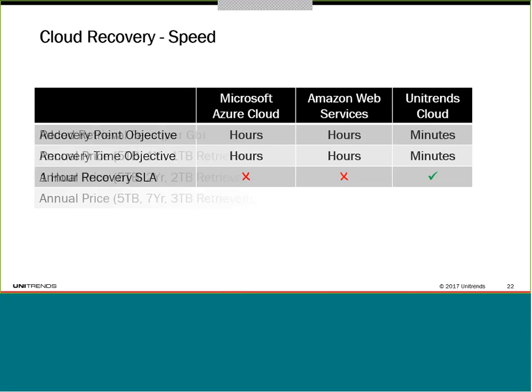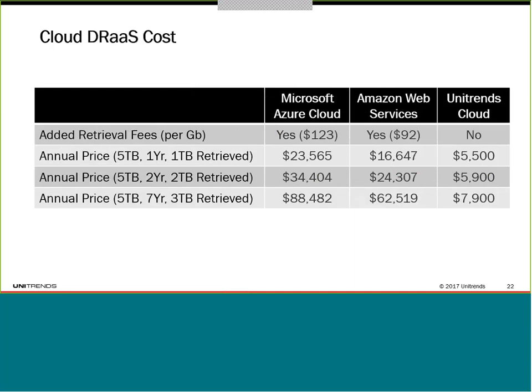And finally, the big topic that everyone wants to talk about is cost. And so here, Amazon and Microsoft both charge per gigabit what they call a retrieval fee. And this is the cost of moving the data, as I talked about, from their storage environment into their recovery environment. And so these fees can get quite large depending on the volume of data that you are trying to recover. Again, Unitrends Cloud, one flat fee, no retrieval fees.